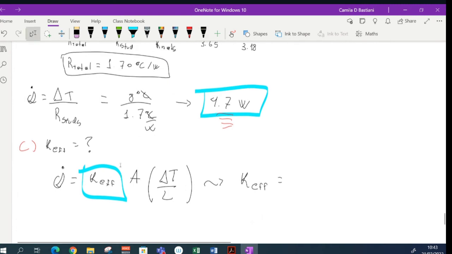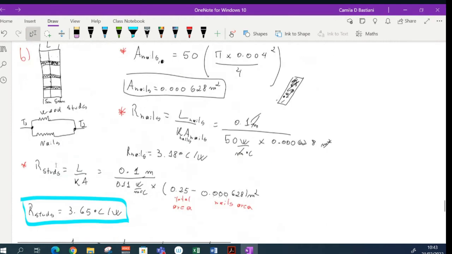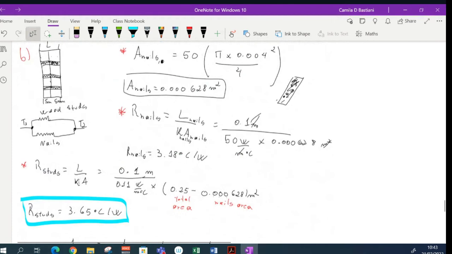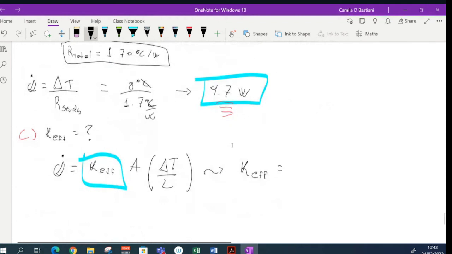Pay attention that when we use the resistance equations, we didn't have the K for the combination. We had the K for each one of them. Now we want to find the K for this combination here, okay? My K for the combination is going to be QL divided by delta T multiplied by my area.